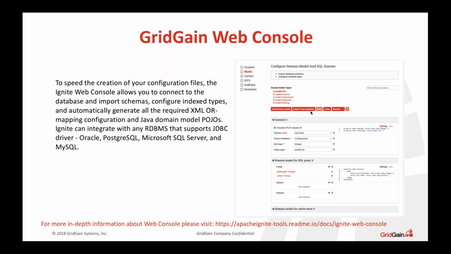GridGain and Apache Ignite support virtually any RDBMS, including Oracle, SAP, MySQL, Postgres, and many others. With Web Console, you can run free-form SQL queries on GridGain cluster caches. By connecting Web Console to your Apache Ignite cluster, you can execute SQL queries on your in-memory cache. You can also view execution plans, in-memory schemas, and streaming charts for your cluster.